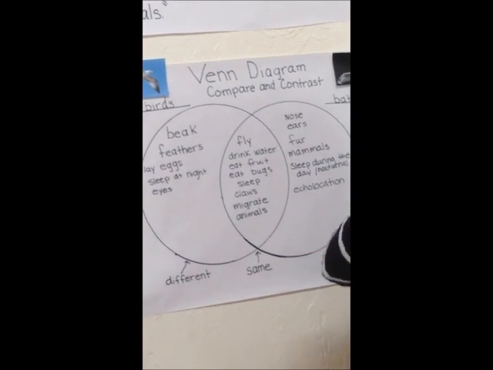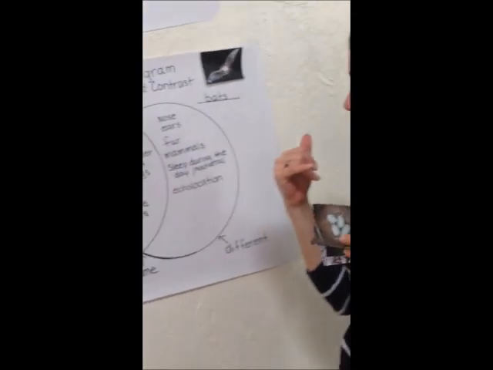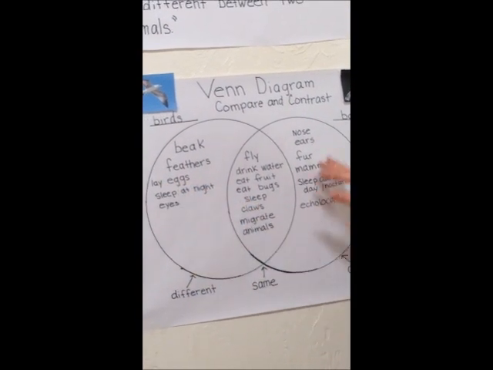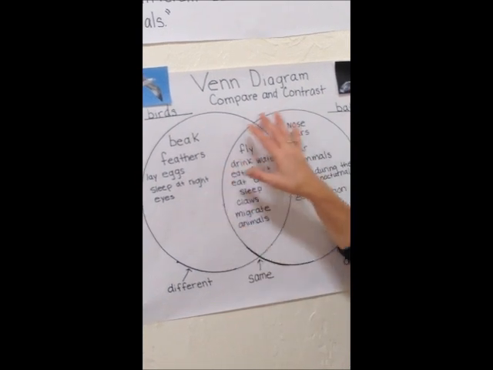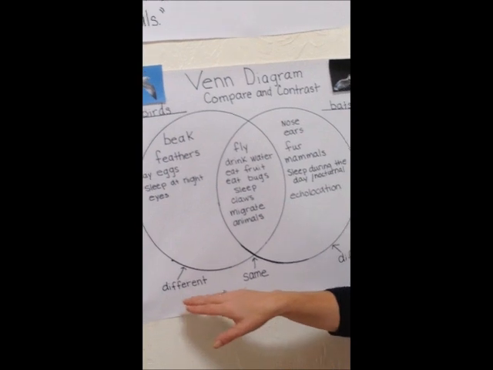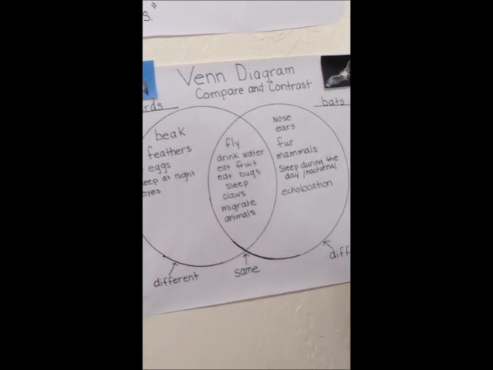Okay, and here's a picture of a bird's nest. Okay, do bats lay eggs? No, so those are different. So birds lay eggs, and we start to fill this out, and I hope that they can see how the Venn diagram works and really understand what different and the same is.